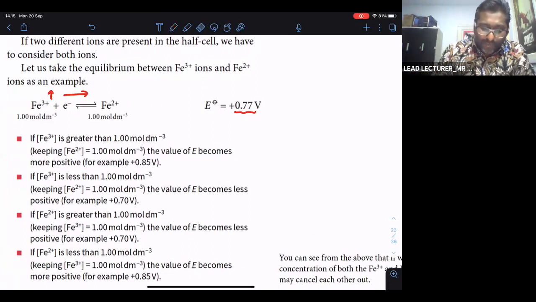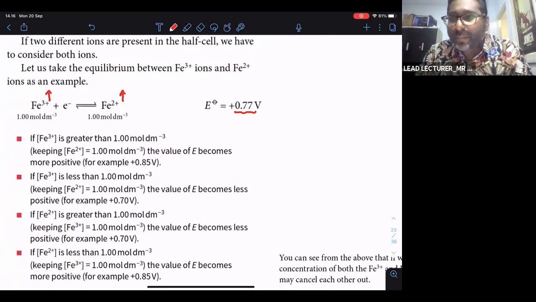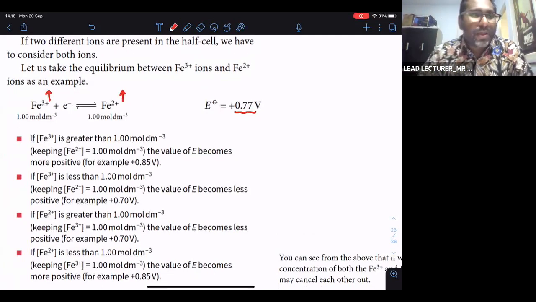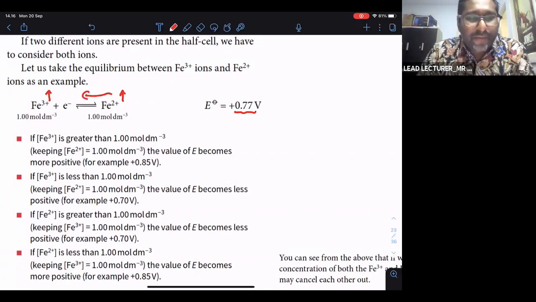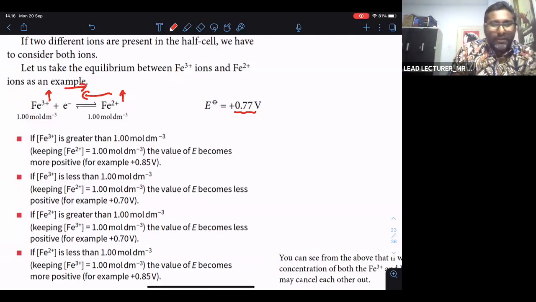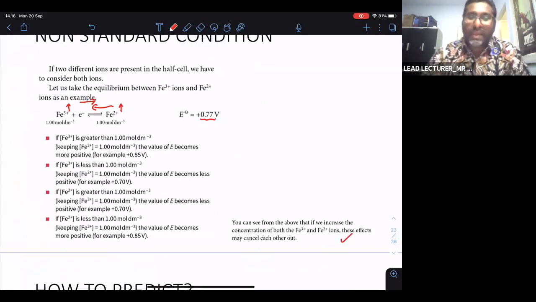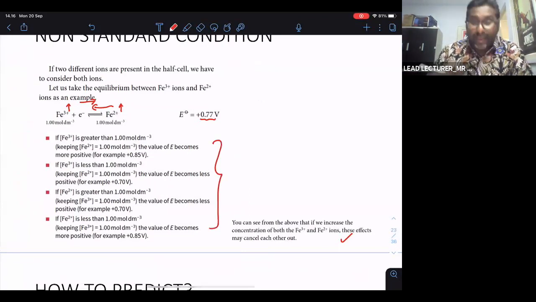But what will happen if you try to increase both of them? Fe2 plus and Fe3 plus also increase. Then you consider both. How do we consider both? Fe2 plus, you need to decrease, so you have to go to the left. Fe3 plus, I need to decrease also, so I will go to the right. Then they will cancel out each other. That is why they say this effect may cancel each other out. This one you can read. It's still the same concept.